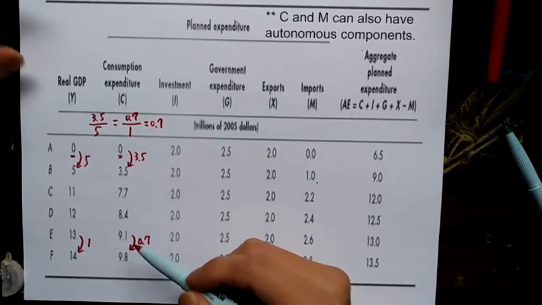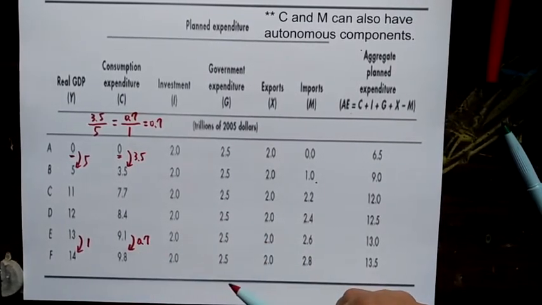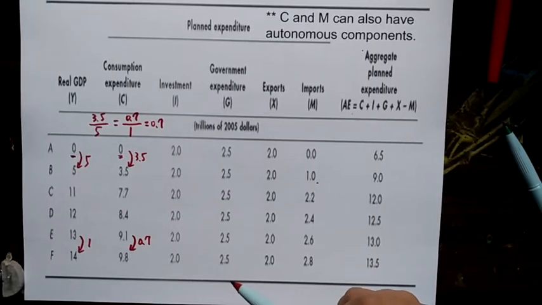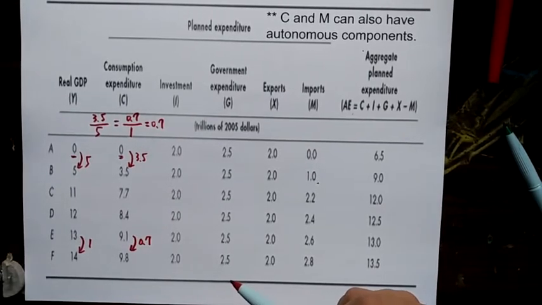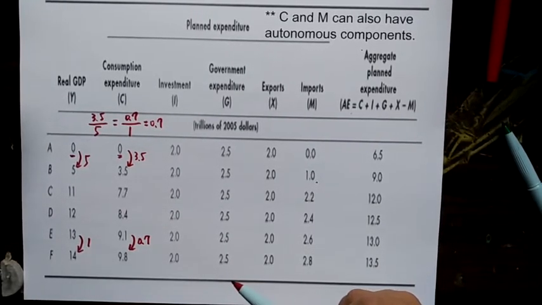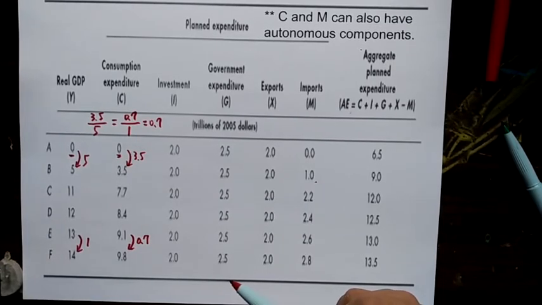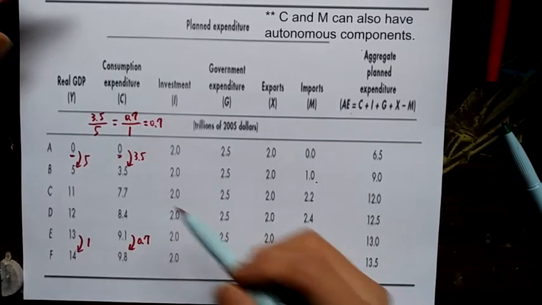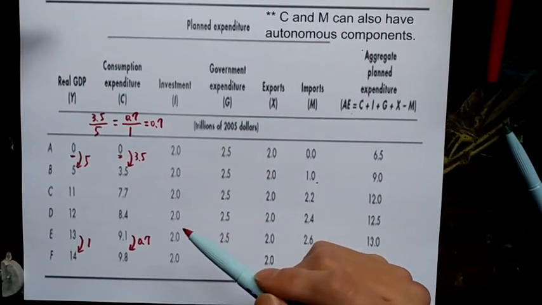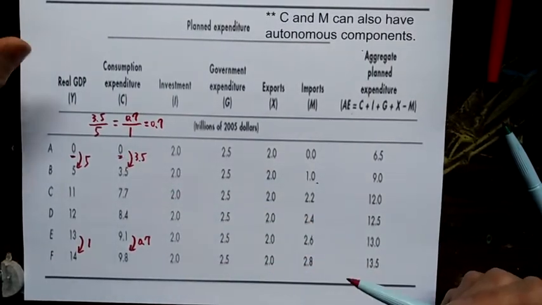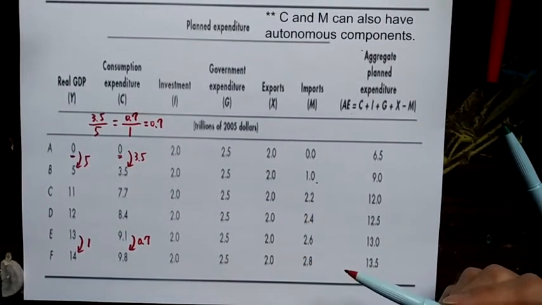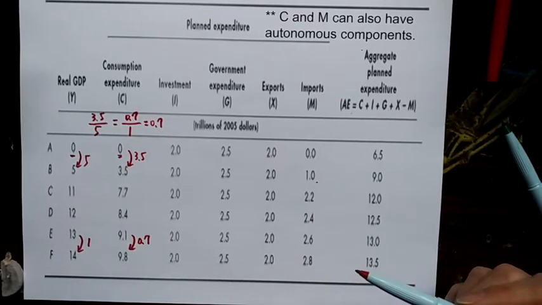0.7, because it is the marginal propensity to consume. What is the intercept, the y-intercept of the consumption function? The answer is 0. That is the autonomous consumption. Okay, the next question.